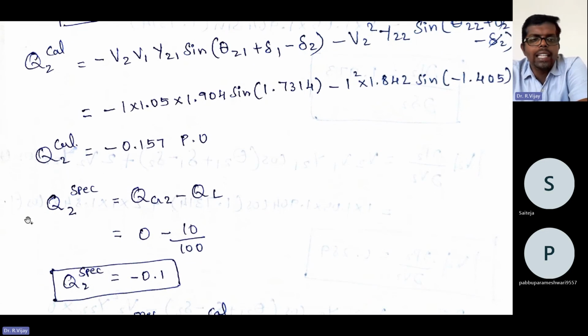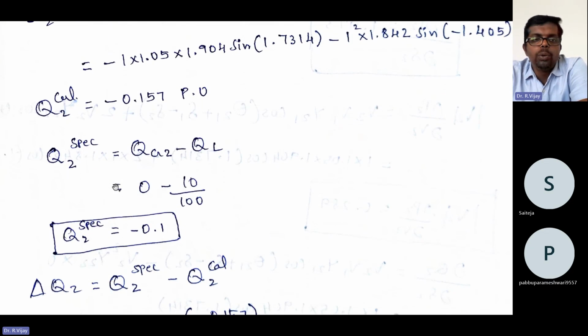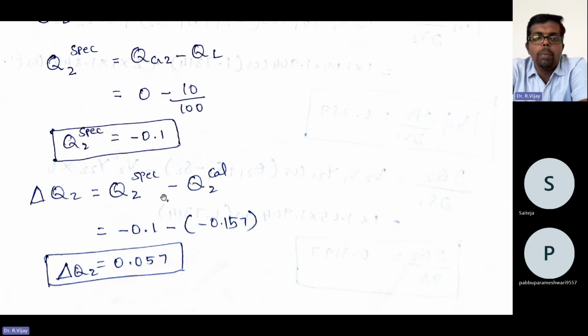Similarly, you need to calculate the Q2 specified value. Q2 specified value is equal to QG2 minus QL. QG2 is not given in the problem, so 0 minus the QL value, which is given as 10 in the problem data, so 10 MVA. You need to convert it into per unit, so 10 divided by 100 at the base of 100. By simplifying, you'll get the answer as minus 0.1. So the Q2 specified value is minus 0.1.